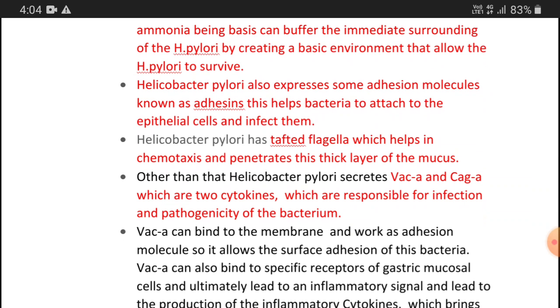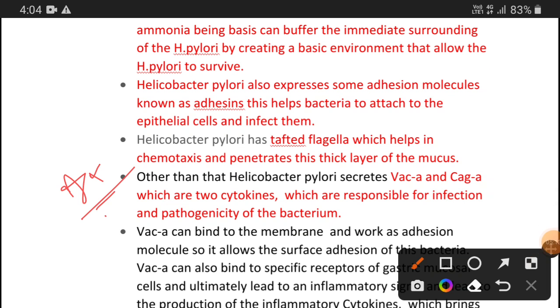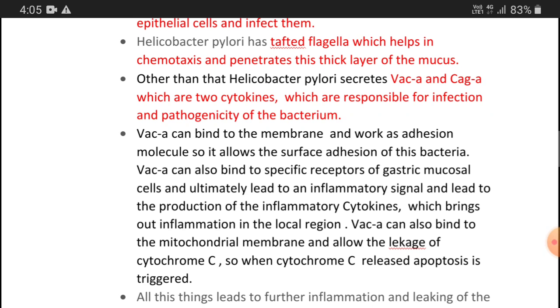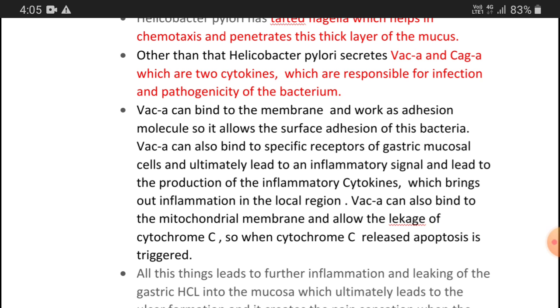Okay, and other than that, most importantly, Helicobacter secretes two proteins known as VacA and CagA, which, remember very carefully, are responsible for pathogenicity and infection. Okay, so let's talk about VacA. VacA first of all acts like an adhesion molecule and it facilitates adhesion. Okay, after that it will bind with the specific receptor present on the surface of the gastric mucosal cell. Okay, and ultimately lead to an inflammatory signal, and this inflammatory signal leads to the production of inflammatory cytokines, and these inflammatory cytokines bring localized inflammation.